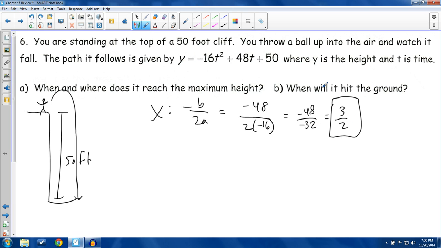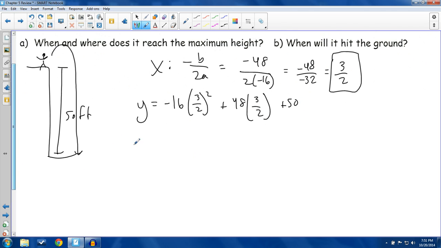Now you get 3 over 2 for your x value, and your y value, as you plug this in, is negative 16 times 3 over 2 squared plus 48 times 3 over 2, plus 50. I really wish I had a calculator right now. Negative 16 times 9 over 4 plus 48 times 3 is 144. Now 144 over 2, look, that can simplify.